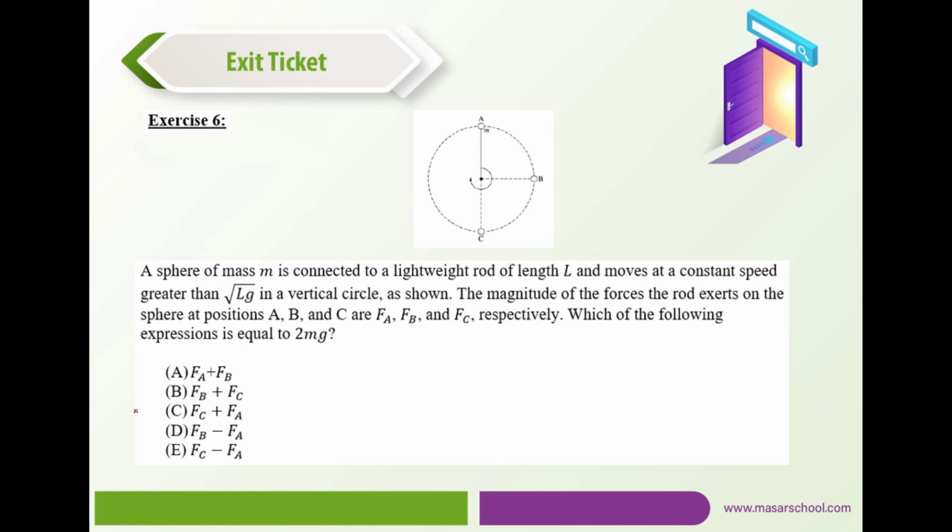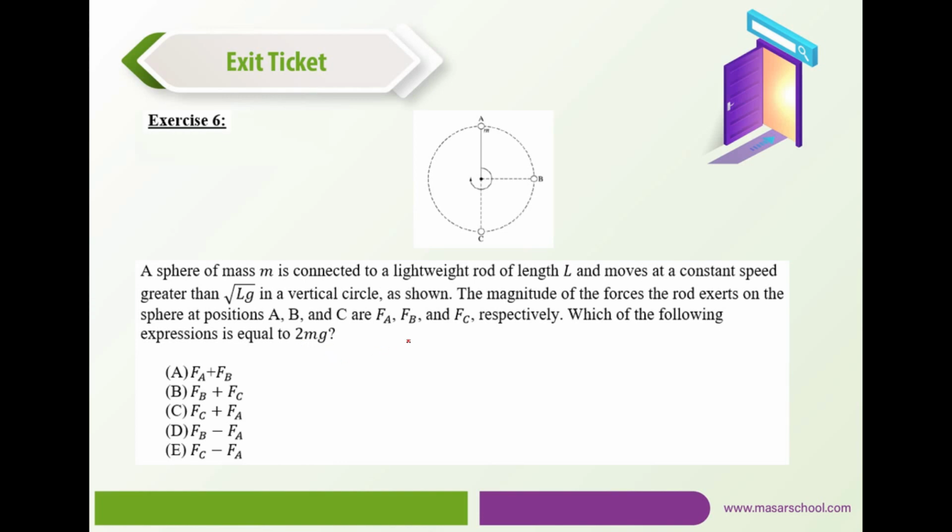And finally, exercise 6, which is an exit ticket for today's video. A sphere of mass m is connected to a lightweight rod of length L and moves at a constant speed greater than radical Lg in a vertical circle as shown. The magnitude of the forces the rod exerts on the sphere at positions A, B, and C are given by Fa, Fb, and Fc respectively. Which of the following expressions is equal to 2mg? Then which of the following linear combinations of A, B, and C respectively gives us 2mg?